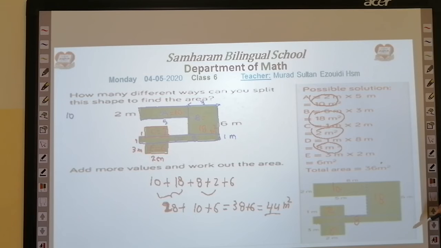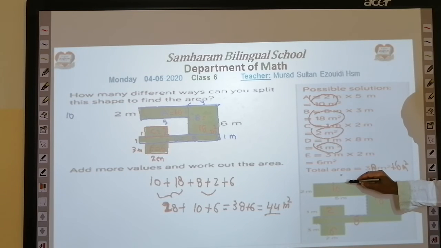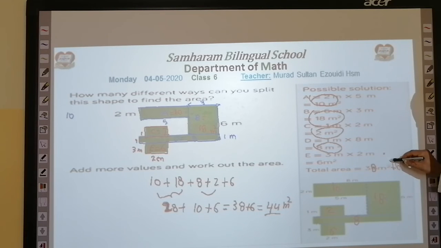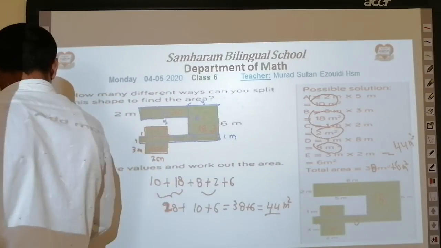38 plus 6 is 44. So 38 plus 6 meters squared gives us 44 meters squared. Okay, the next.